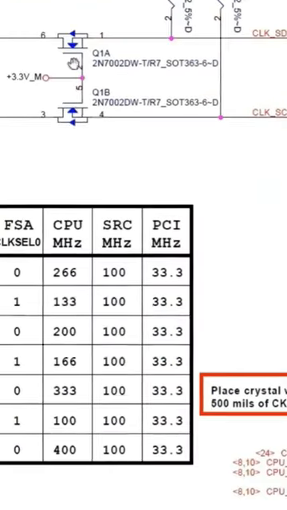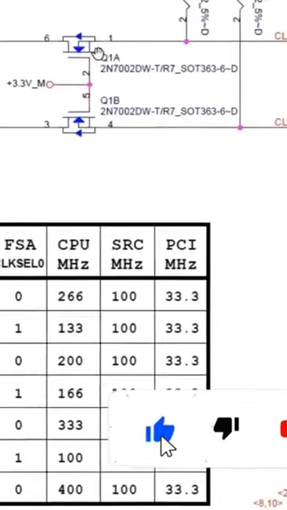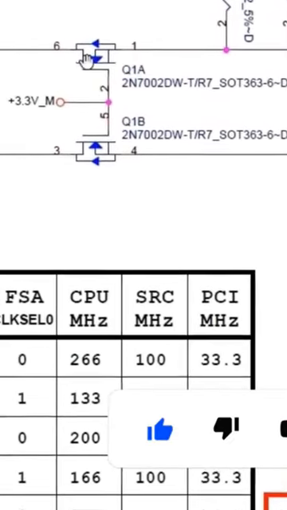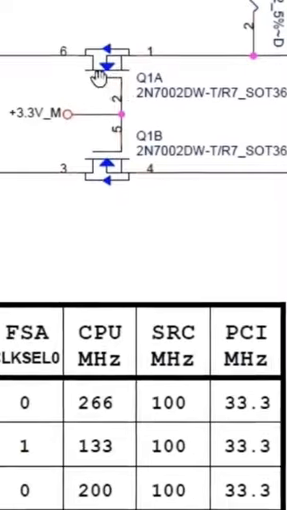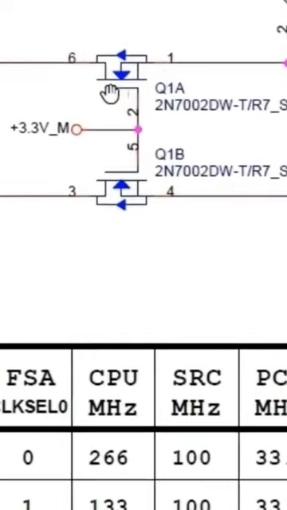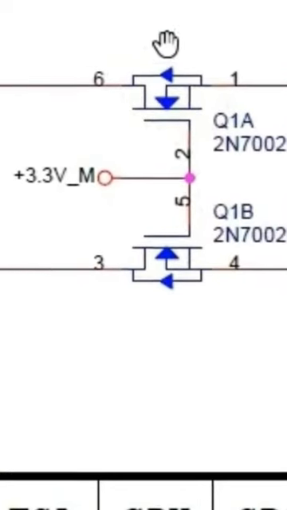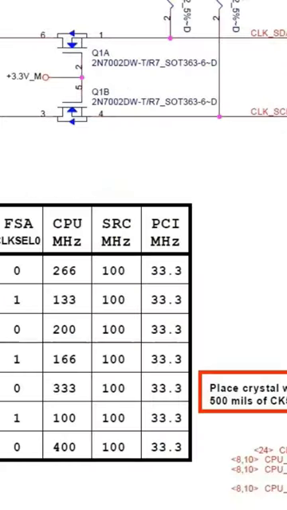Here, this is basically the MOSFET, as you can see. So always you should differentiate between MOSFETs and transistors. For a transistor, we have base, collector and emitter, and for a MOSFET, gate, drain and source.